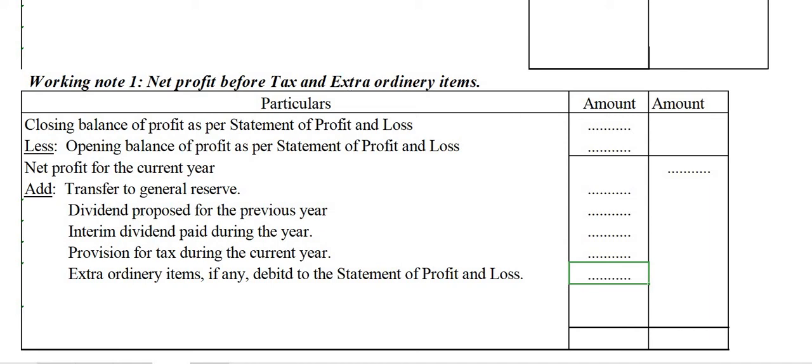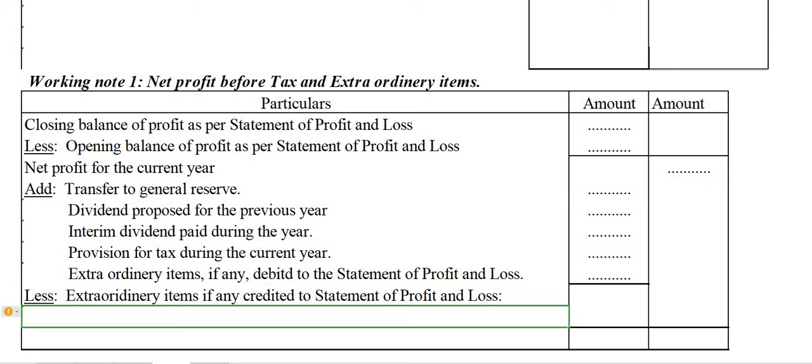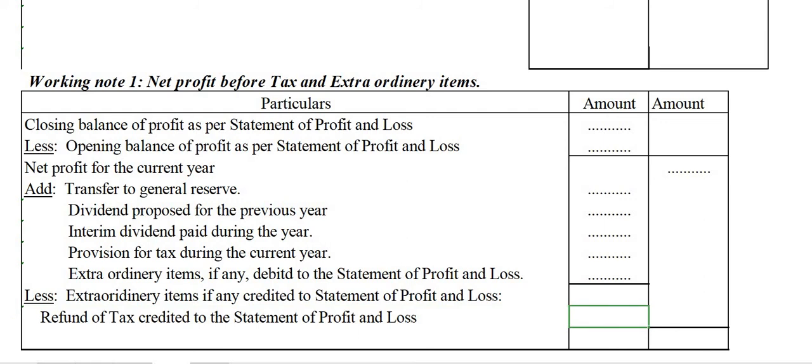And now we will deduct all extraordinary incomes. That means extraordinary items credited to the statement of profit and loss. For example, if we have got any refund of tax or something like that, that can be deducted. Okay. So it can be shown here. Whatever we have added will be shown in the outer column, and what is deducted will also be shown as a total. If 2 or 3 items are there, their total will be shown in the outer column.